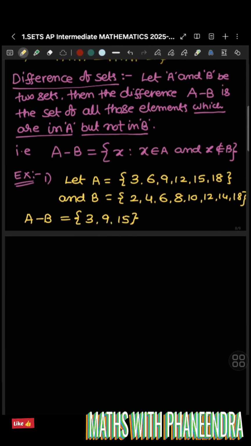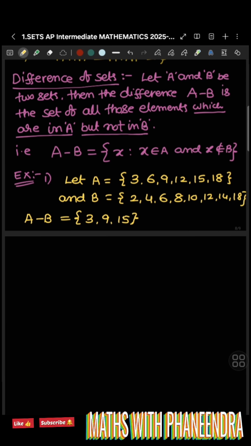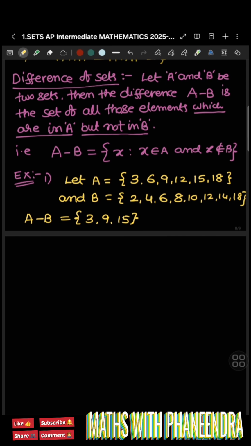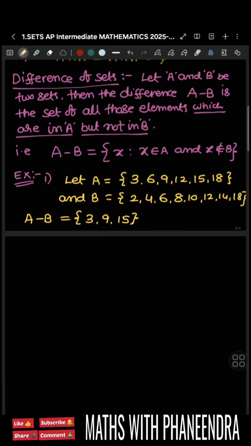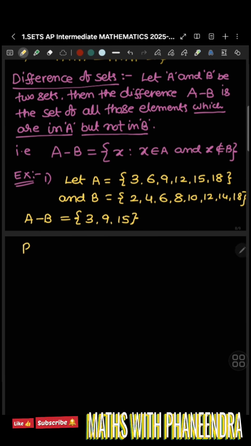Okay, dear students, A minus B means the elements which are present in A and not in B. So 3, it is in A and it is not in B. Similarly, 6 is there in A, but in B also it is there, so we cannot take it. 9, it is there in A but it is not in B. Similarly, 12 is in A and also in B, that's the reason we are not taking. So 15, it is also there in A but it is not there in B, so we can consider like this. What about B minus A?